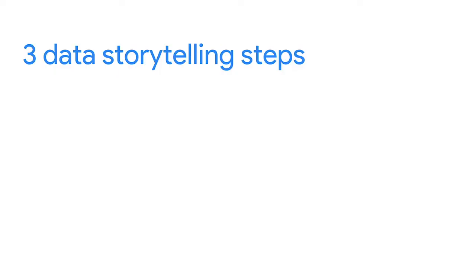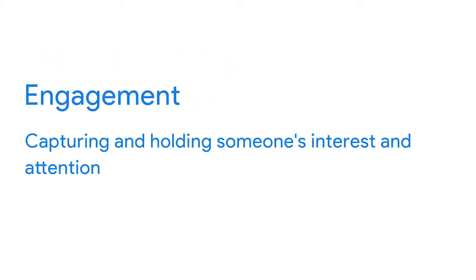You'll discover that there are 3 data storytelling steps, and the first is knowing how to engage your audience. Engagement is capturing and holding someone's interest and attention. When your audience is engaged, you're much more likely to connect with them and convince them to see the same story you see. Every data story should start with audience engagement.